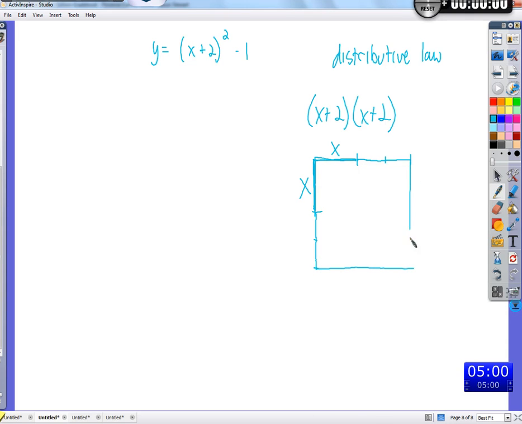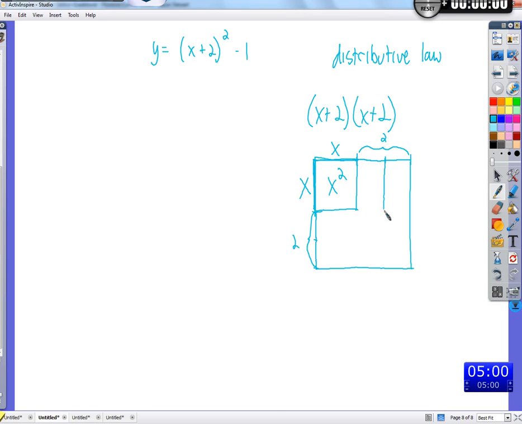They're represented by a rectangle. We talked about this when we talked about the distributive law. So if we want to do x plus 2 squared, this is 2, and this is 2, then it would be equivalent to finding the area of this square. We are squaring it. Something times itself is a square. So this part would be x squared.